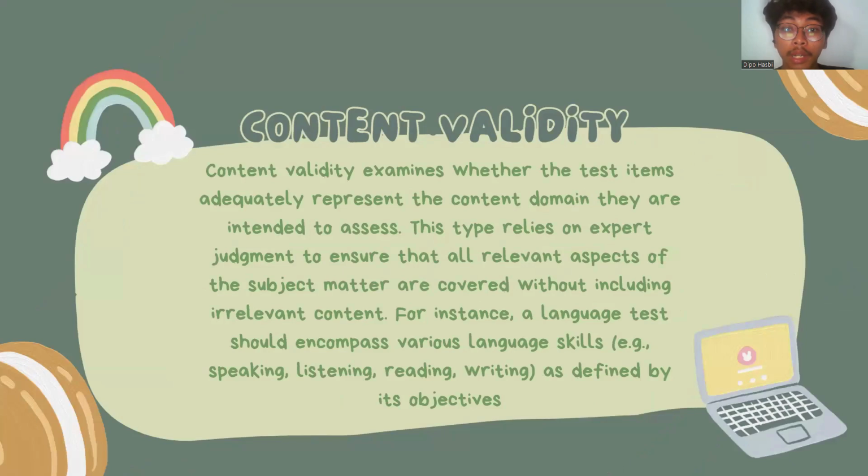Now, the second one is content validity. Content validity examines whether the test items adequately represent the content domain they are intended to assess. This type relies on expert judgment to ensure that all relevant aspects of the subject matter are covered without including irrelevant content. For instance, a language test should encompass various language skills, for example, speaking, listening, reading, and writing, as defined by its objective.